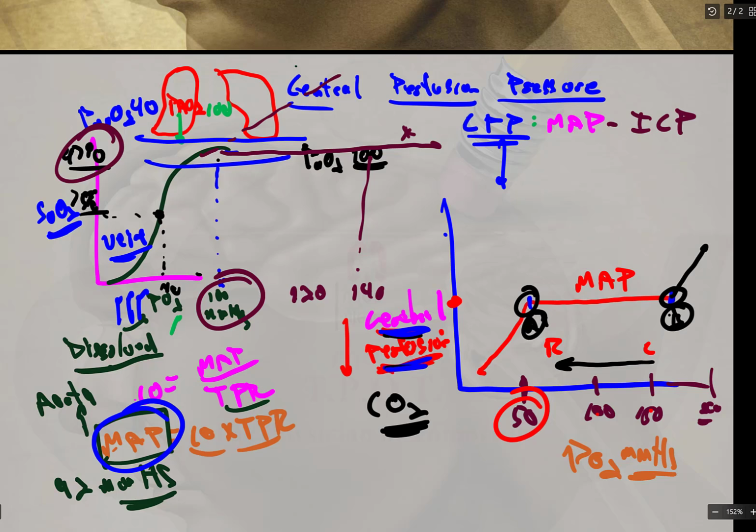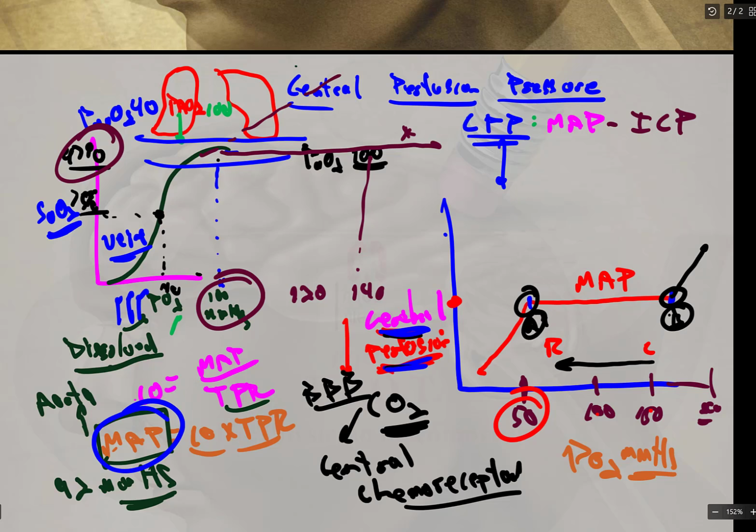Remember that carbon dioxide is the only gas that is then detected by the central chemoreceptors. Not peripheral, but the central chemoreceptors. So in the medulla, we know that carbon dioxide ultimately will pass through the blood-brain barrier. And let's say that our individual is increasing carbon dioxide.